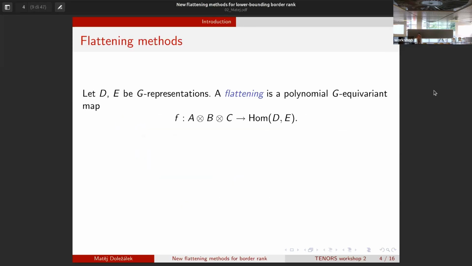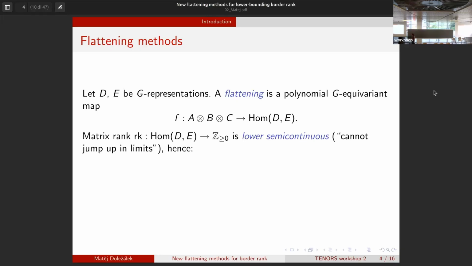Right. Next, there was the word flattening in my title, so I should explain that. For me, I will be considering flattening to be something as follows. Essentially, I want to turn my tensor into a matrix, and I want to have some nice adjectives on this process. So I want this to be a polynomial map to some space of matrices, and I want this to respect the G action. So I want to have this G action on my spaces as well. Any map like this, I will call a flattening.